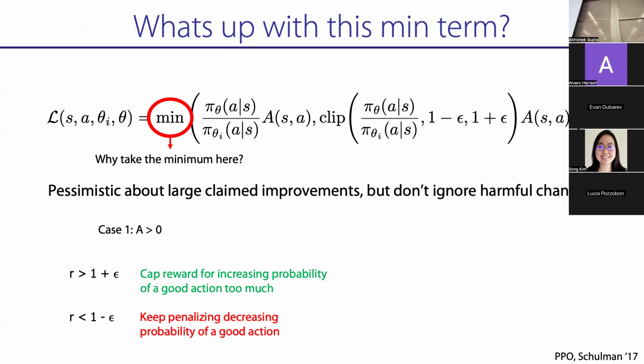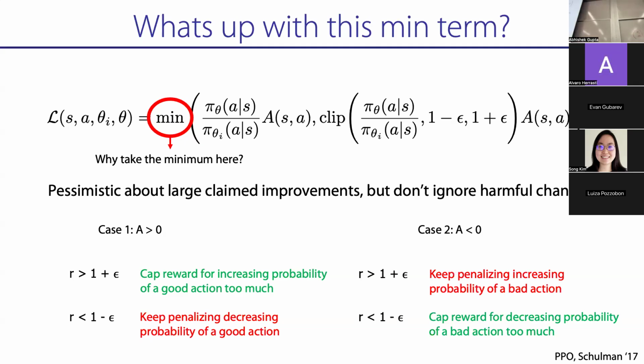But what this objective would do is if your ratio is less than 1 minus epsilon for positive advantage, which means that you're assigning too low of a likelihood to good actions, you're going to keep penalizing that. So it's asymmetric in the sense that you want to cap the increase on the good side. You don't want to be over optimistic. But if you're falsely assigning low likelihood to good actions, you want to penalize that behavior.